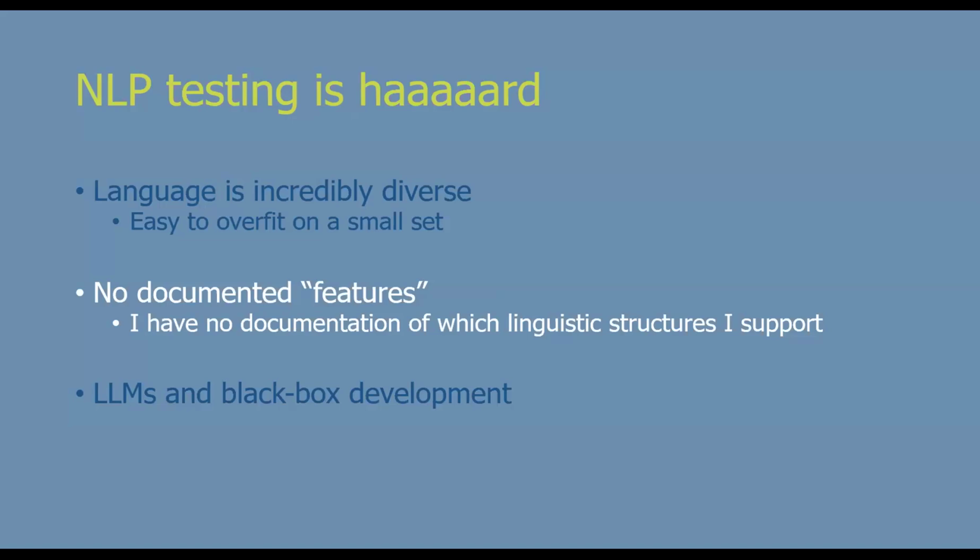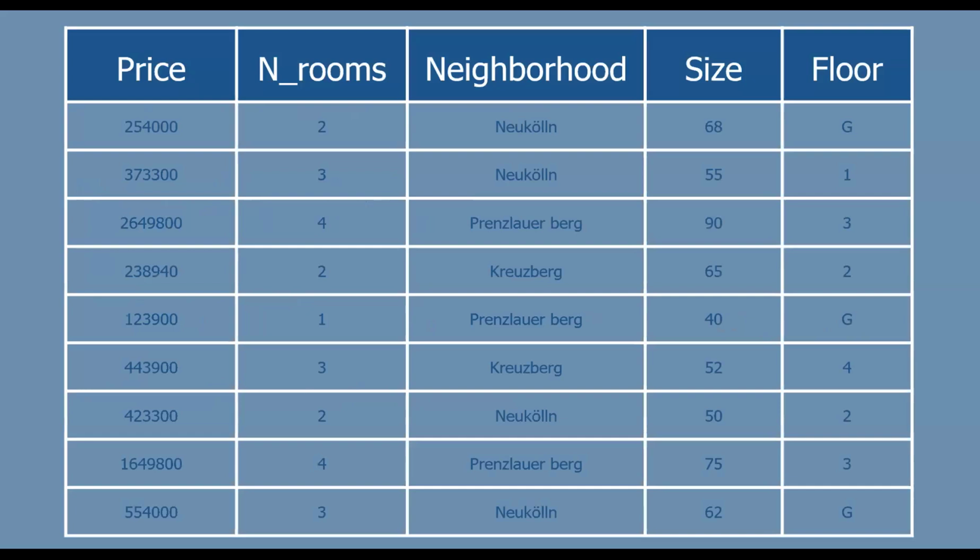Now, what do I mean by that? Let's take a simpler case where we have tabular data. So maybe I have tabular data of apartments that were sold in Berlin. Okay, so I have the price, the number of rooms, the neighborhood, the size in meters squared, the floor, and so on. If I have this sort of data, I can maybe train a model on this. But also, when I come to test my model, I can get a lot more insight into what this model is really doing, and where it's working.